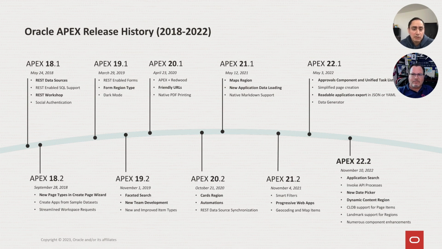So as you can see, with each subsequent release, whether from 20.2, where we introduced the cards region, 21.1, we introduced the maps region, to progressive apps in 21.2, to approvals and human workflow in 22.1, to application search and new date picker and dynamic content region in 22.2. With every release, we're bringing in new innovations to give our builders the ability to build more innovative applications on this platform.